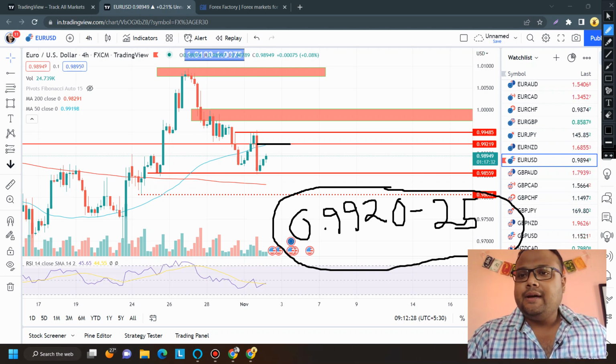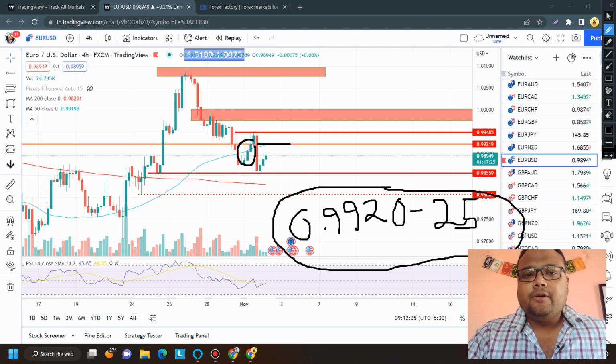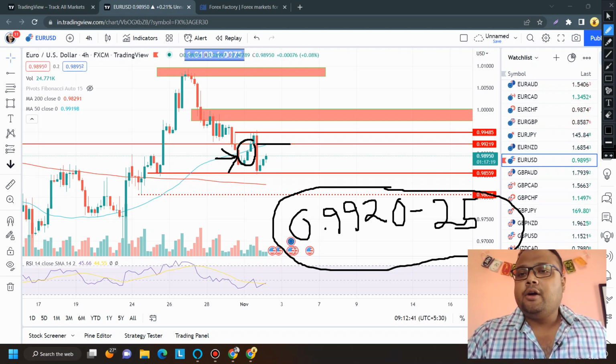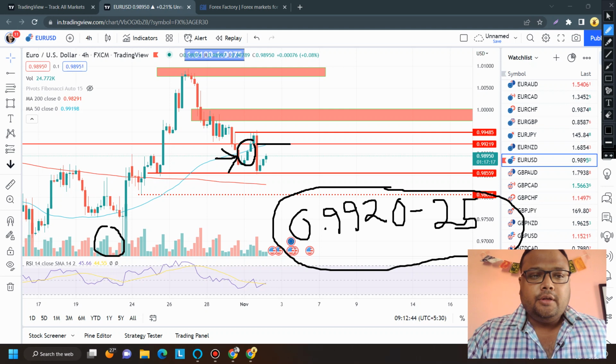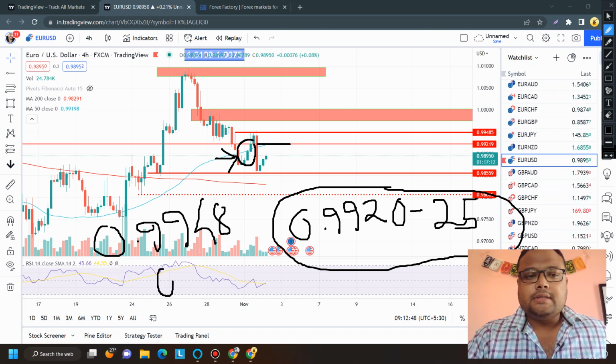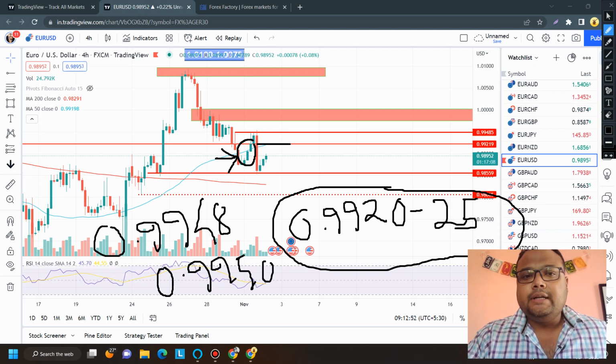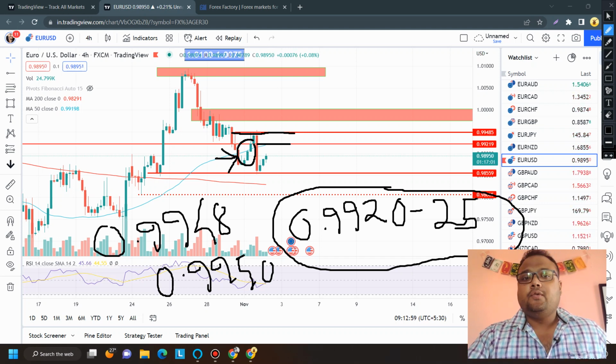Otherwise, in case of a good amount of volatility, or if the size of the candles remains like this, if you see the size of the candles like this, then this level may not work. Then your level will be 0.9948 to 0.9950. This resistance level is our second resistance on the chart of Euro USD.